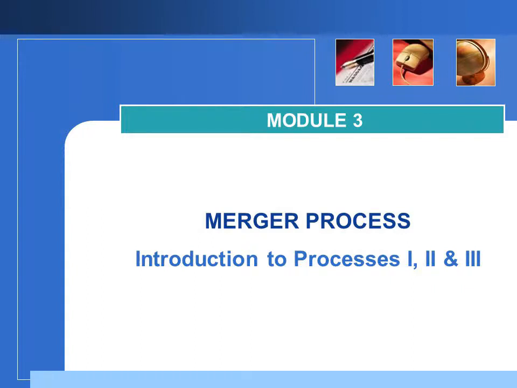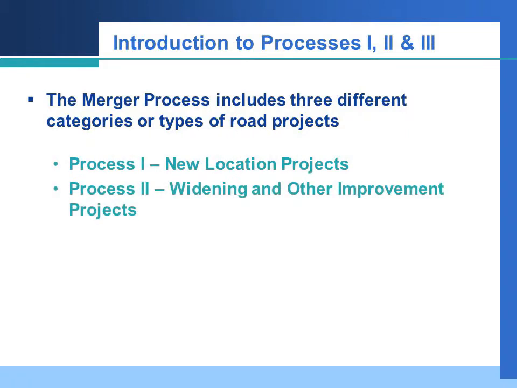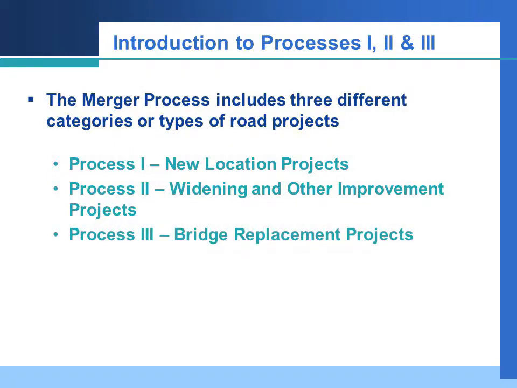The purpose of Module 3 is to introduce the three processes that were developed by project type. There are three basic categories of road projects that are subject to the merger process: new location, widening and other improvement projects, and bridge replacement. A separate process has been set up for each type of project.